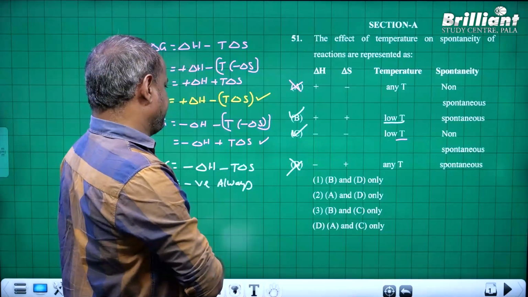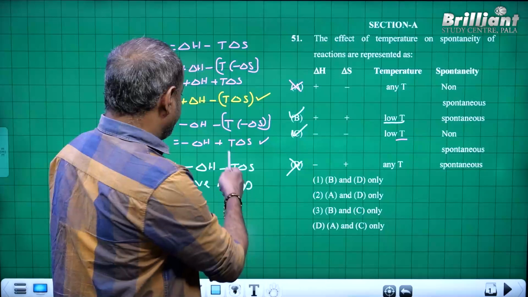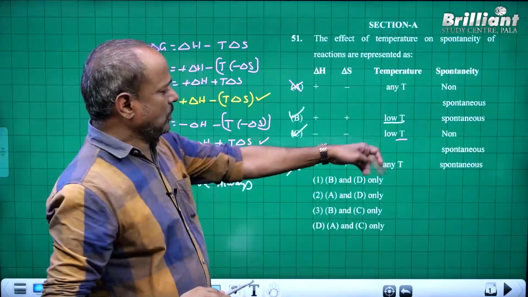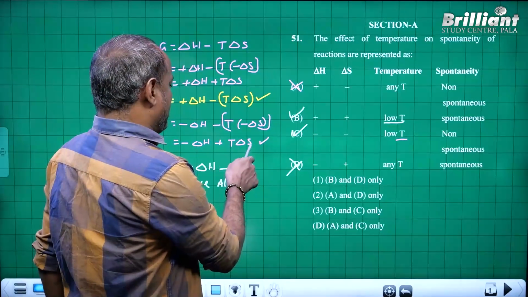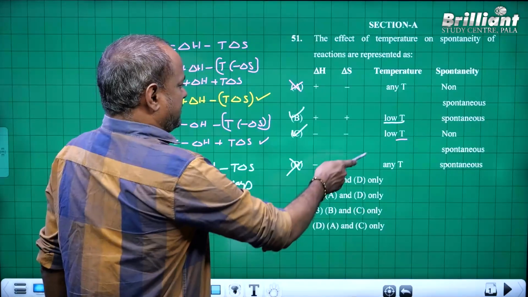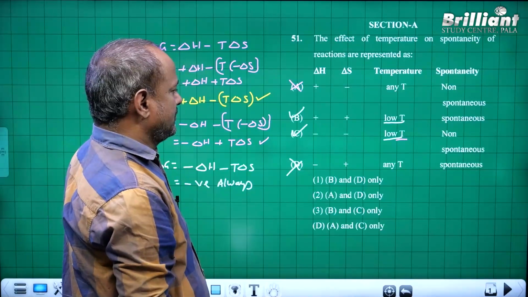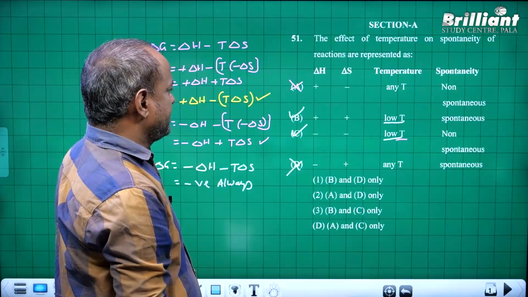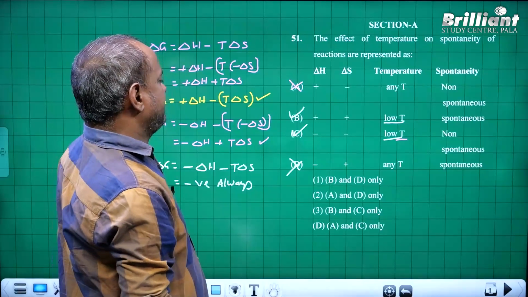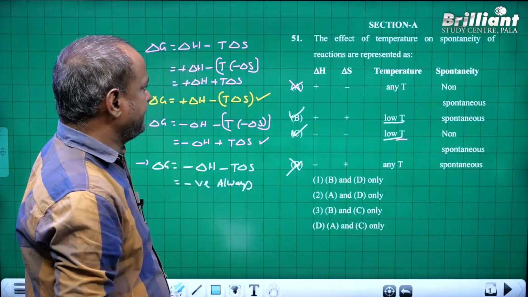Same here also. Minus H predominant over T. T is low. Low means this is small value, this is high value. That means spontaneous. So for this condition, this spontaneous condition correct one. So that means effect working for B and C only, but not for A and D.